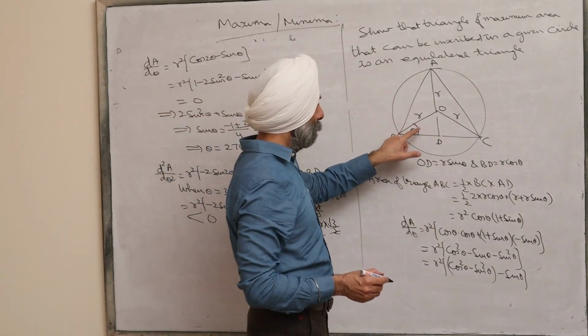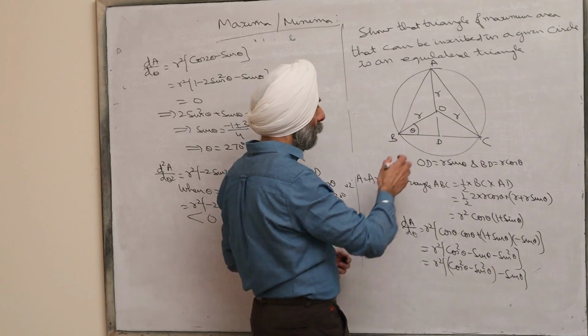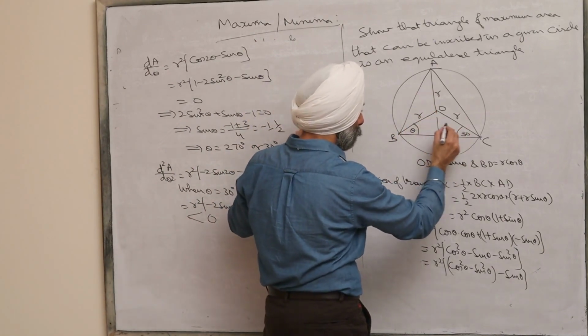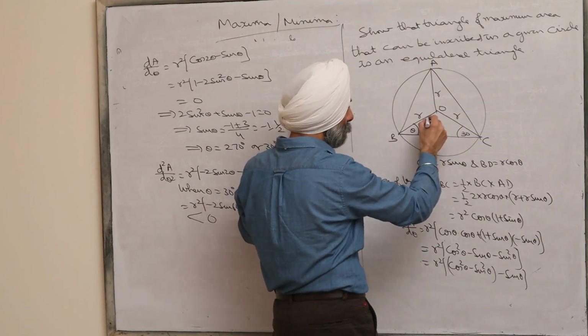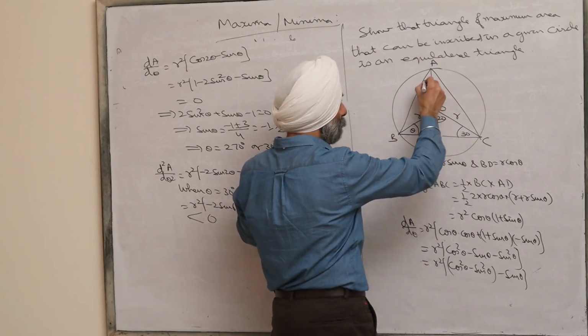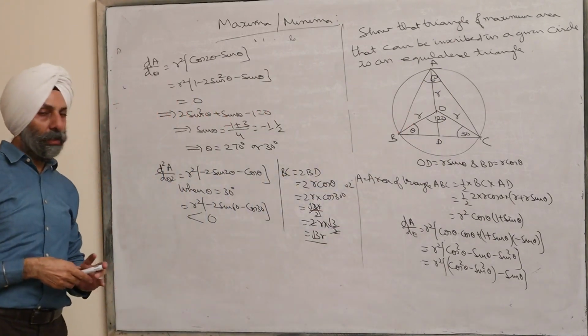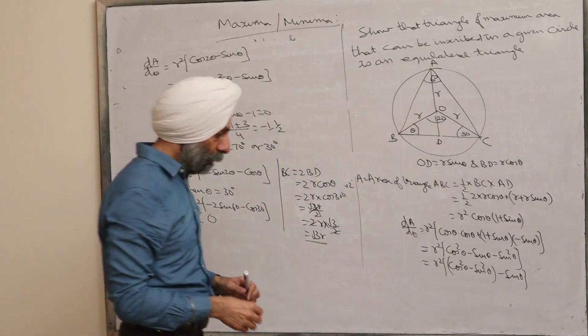Now this is 30 degrees here. That means this is 30 degrees. So that means this is 120 degrees. So this one will be 60 degrees. So this clearly shows that this is an equilateral triangle here.